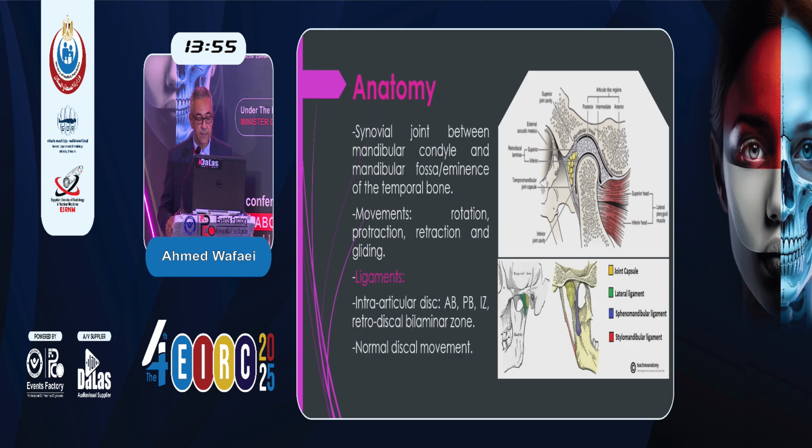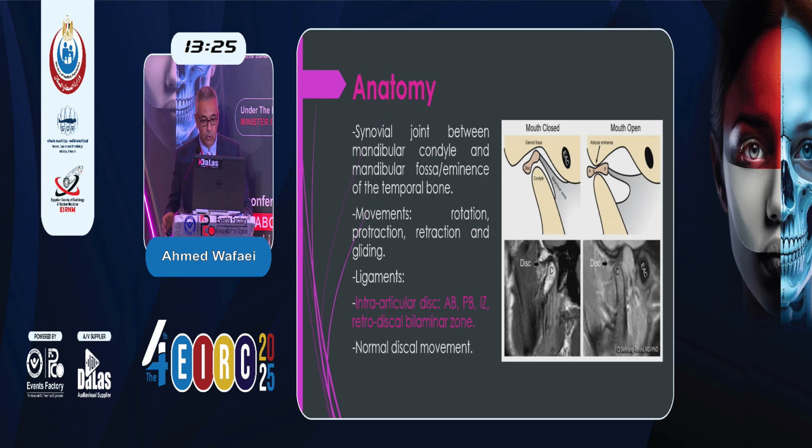The most important intrinsic ligament is the lateral ligament, which is seen here in green, which strengthens the lateral side of the capsule. And we have two other extrinsic ligaments, which are the sphenomandibular ligaments, here in blue, and stylomandibular ligaments in red. These are the extrinsic ligaments, which are less important than the lateral ligament, which is the major intrinsic ligament. The most important structure of the joint is the intra-articular disc.